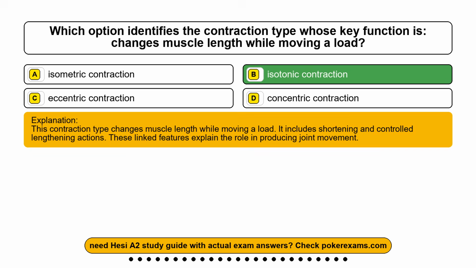This contraction type changes muscle length while moving a load. It includes shortening and controlled lengthening actions. These linked features explain the role in producing joint movement.